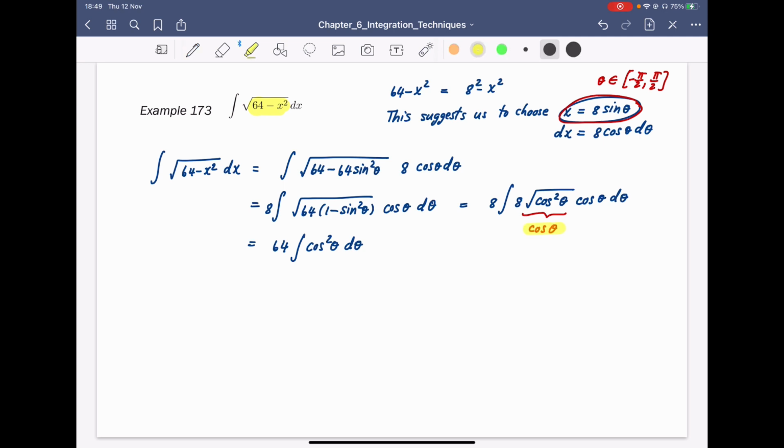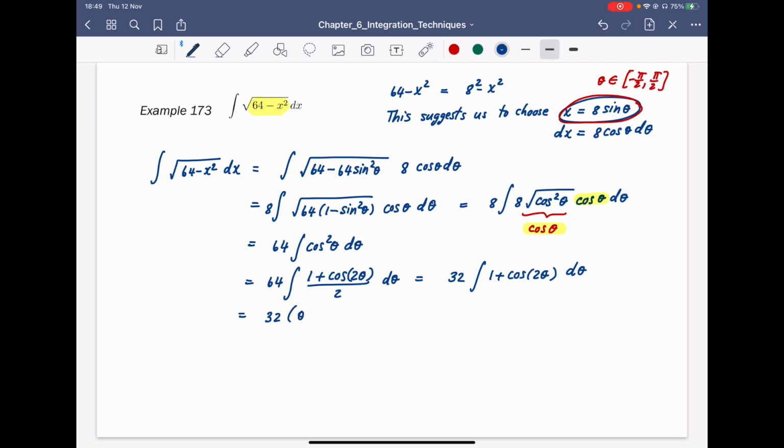This is the first cosine and this is the second cosine. All right, now we have 64, well, I have to use the identity here, so I'm going to get (1 plus cosine 2 theta) over 2 d theta. So that means I get 32 integrate 1 plus cosine 2 theta d theta. If I integrate this, I get 32 theta plus integrate cosine, so I get sine 2 theta over 2, and then plus c.